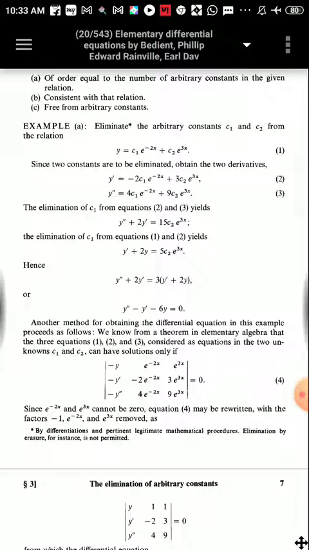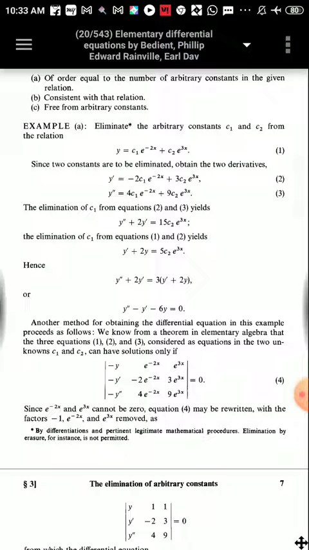The elimination of c1 from equations 1 and 2 yields y dash plus 2y is equal to, so from equations 1 and 2 we can write y dash is equal to 2y plus 5 times c2 e raised to the power 3x. Hence y double dash plus 2y dash is equal to 3 times y dash plus 2y, or finally what we have is the differential equation y double dash minus y dash minus 6y is equal to 0.